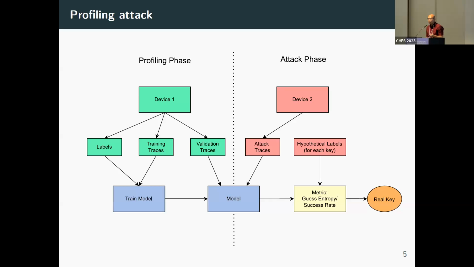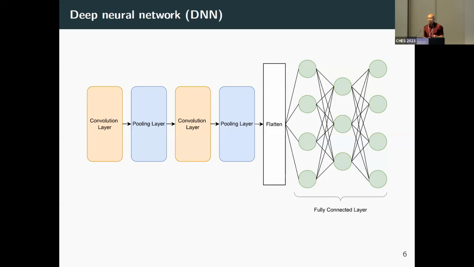In our work, we only look into guessing entropy, or the mean rank of the secret key. If it converges to 0, then we have recovered the secret key. A type of model that has been used recently is the deep neural network. This slide shows a convolutional neural network with convolution layers and pooling layers followed by fully connected layers.